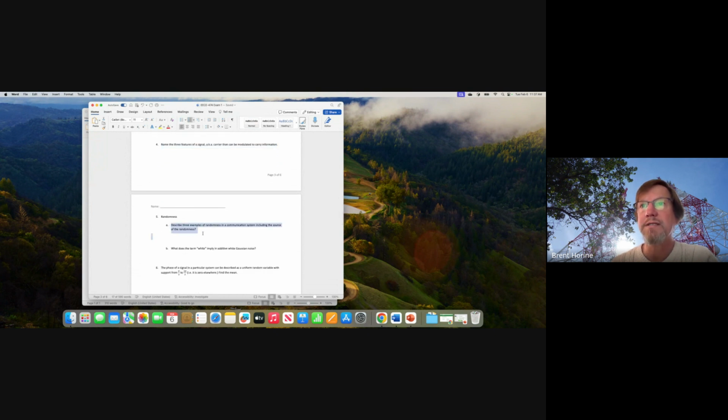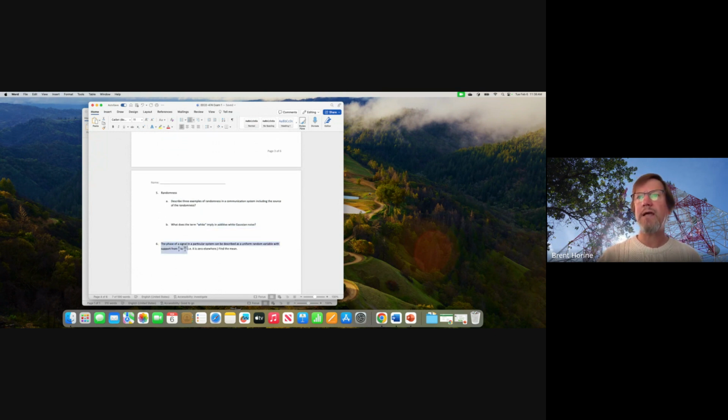Randomness. Describe 3 examples of randomness in a communication system, including the source of the randomness, right? We talked about that a little bit. There's ultimately thermal noise, that we model as additive white Gaussian noise. And we also might have some phase change, if you have mobility between the transmitter and the receiver, then the phase of the signal is going to change. So there's a few others.